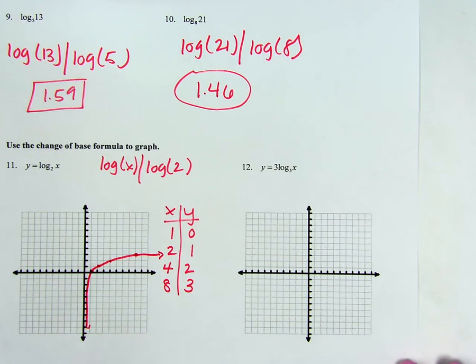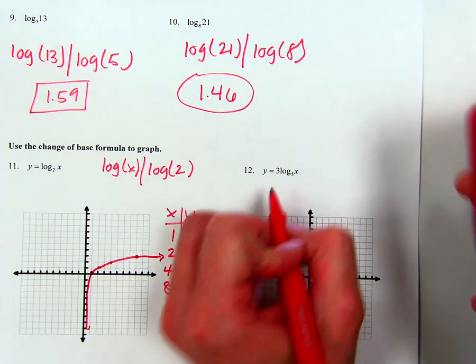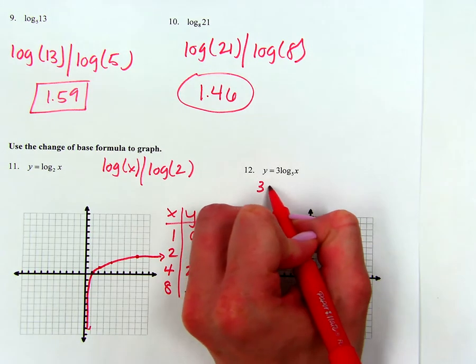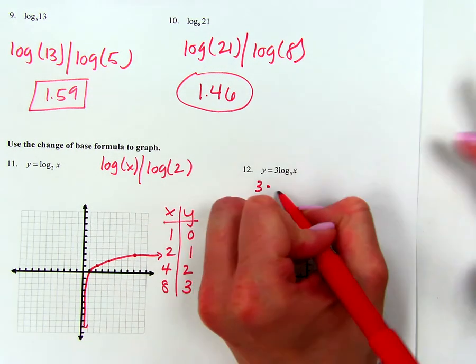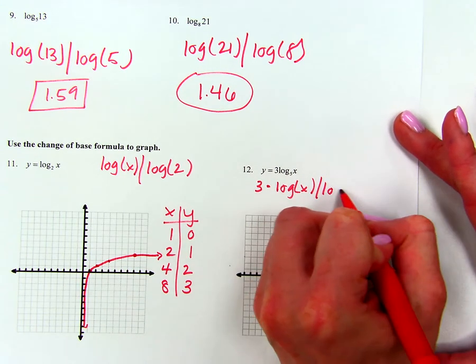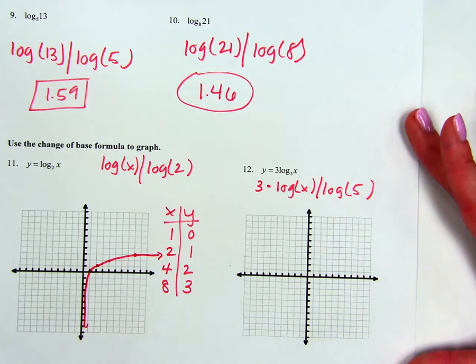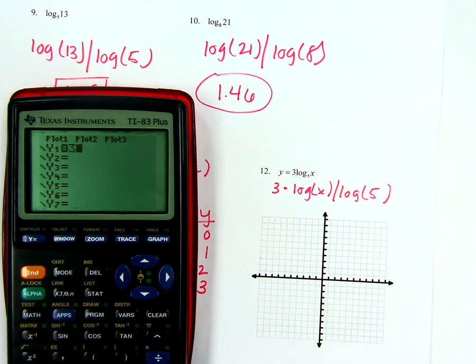So same thing with 12, exactly what we did before. However, this time we have our 3 in front, so we're just going to keep that separate. So we're going to do 3 times, and now we're going to do the change of base rule. So we're going to do 3 times log of x divided by the log of 5. So we'll plug that into our calculator this time. So we'll do 3. We're going to do times the log of x divided by log of 5.